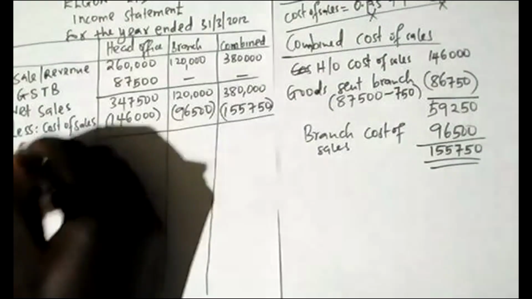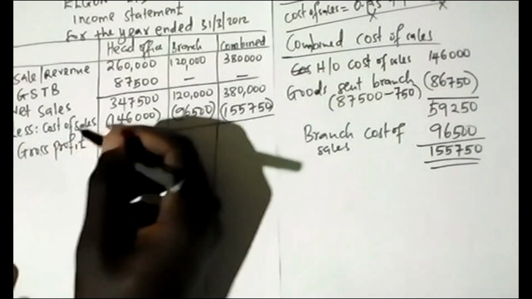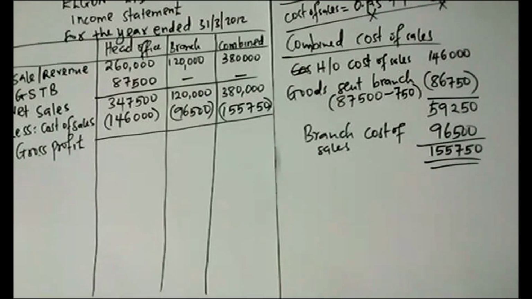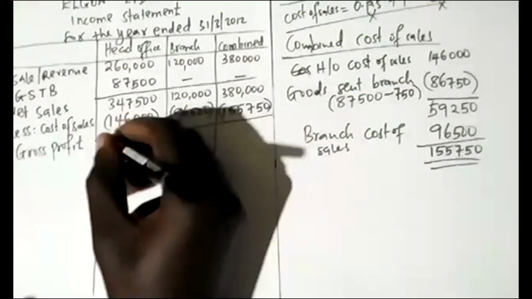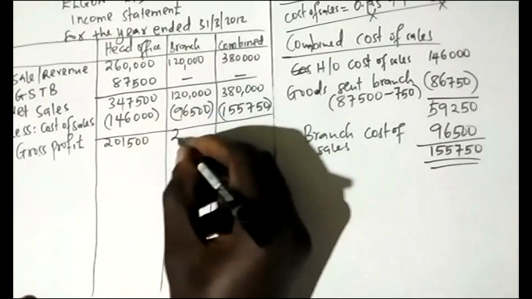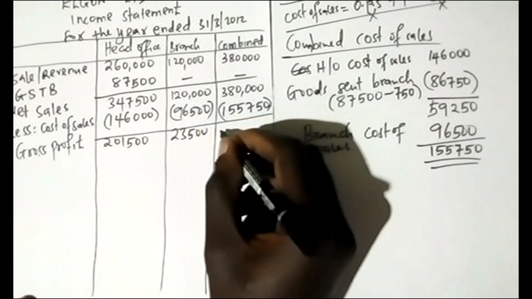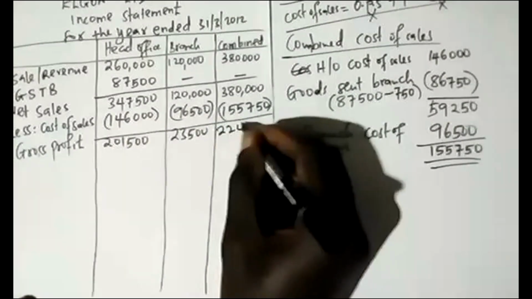So the gross profit will be, the first one is 201,500. The next one is 23,500. Then the last one is 224,250.